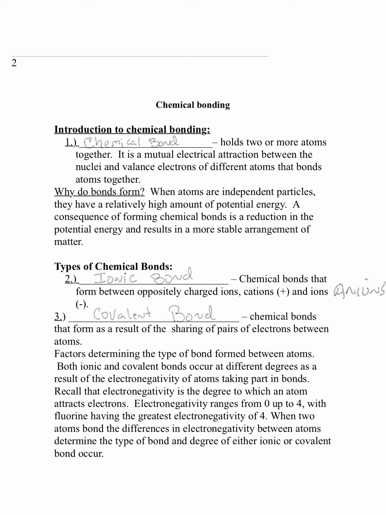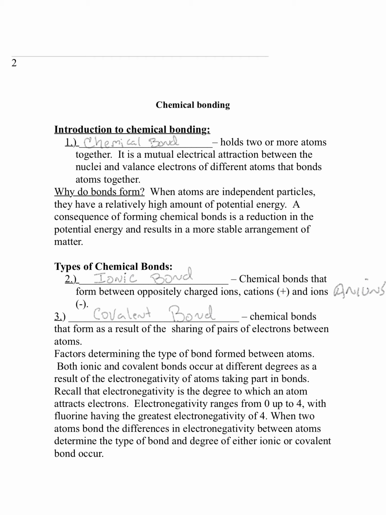In contrast to that, you have covalent bonding. This is a chemical bond that forms as a result of the sharing of pairs of electrons between atoms, specifically a pair of valence electrons. So there are a couple of factors that determine the type of bond formed between atoms.